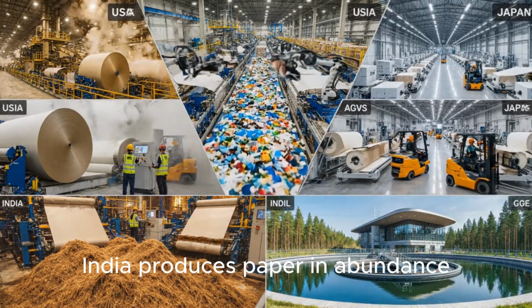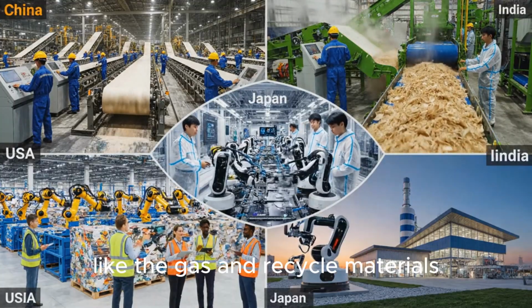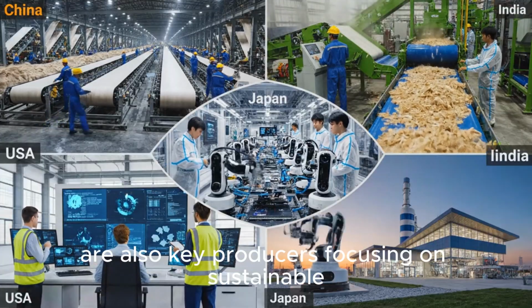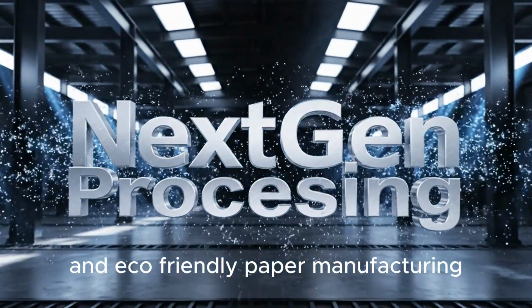India produces paper in abundance, mainly using agricultural waste like bagasse and recycled materials. Countries like Germany and Finland are also key producers, focusing on sustainable and eco-friendly paper manufacturing.